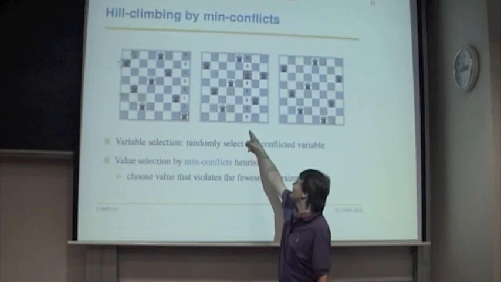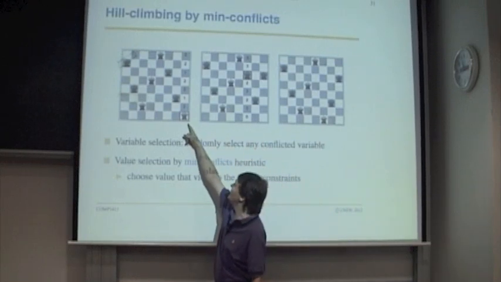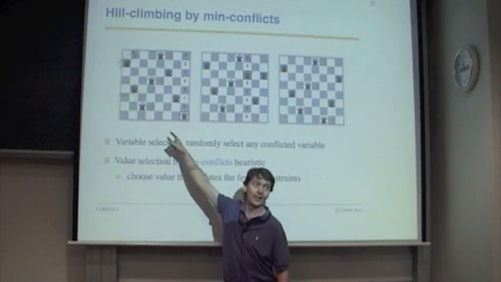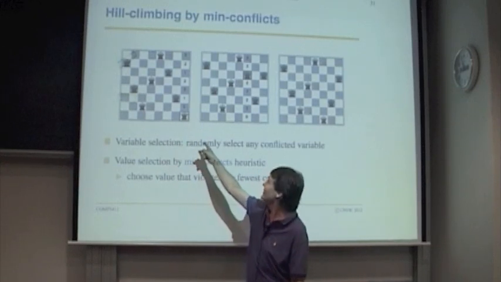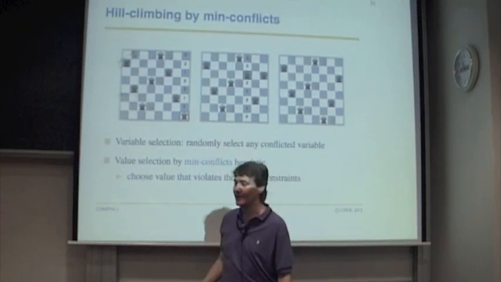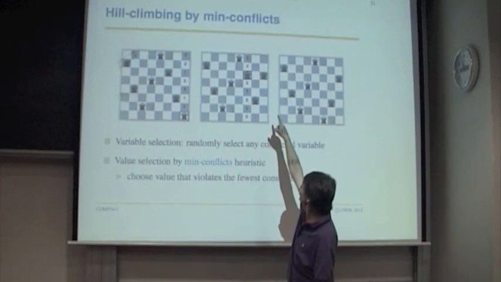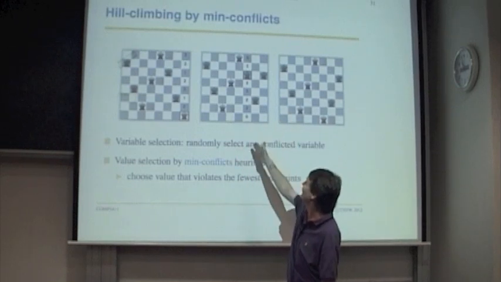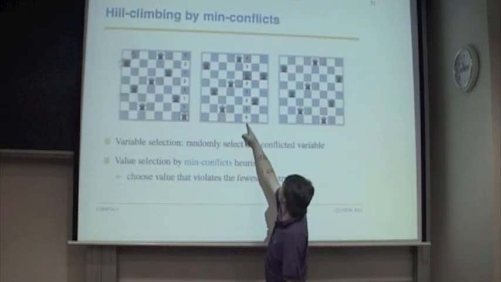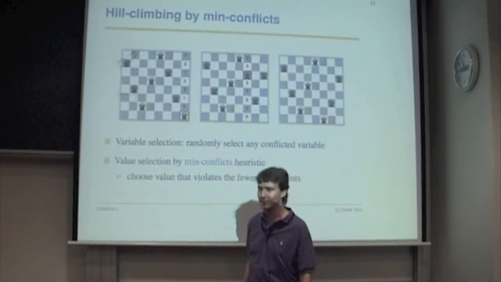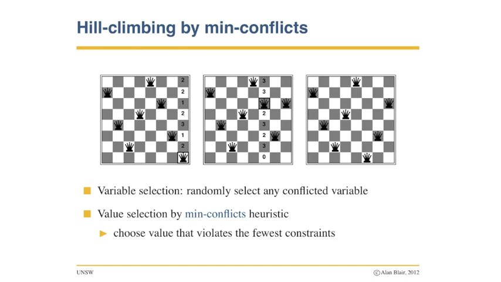So here we've chosen this particular queen, and you can see how many constraints are going to be violated for each of those positions that I can move it to, and I pick one that has the fewest. Up there there's only one constraint, and then I randomly pick another queen, and down here is 0 constraints, so I move it down here. Right, so this is called hill climbing by min conflicts.